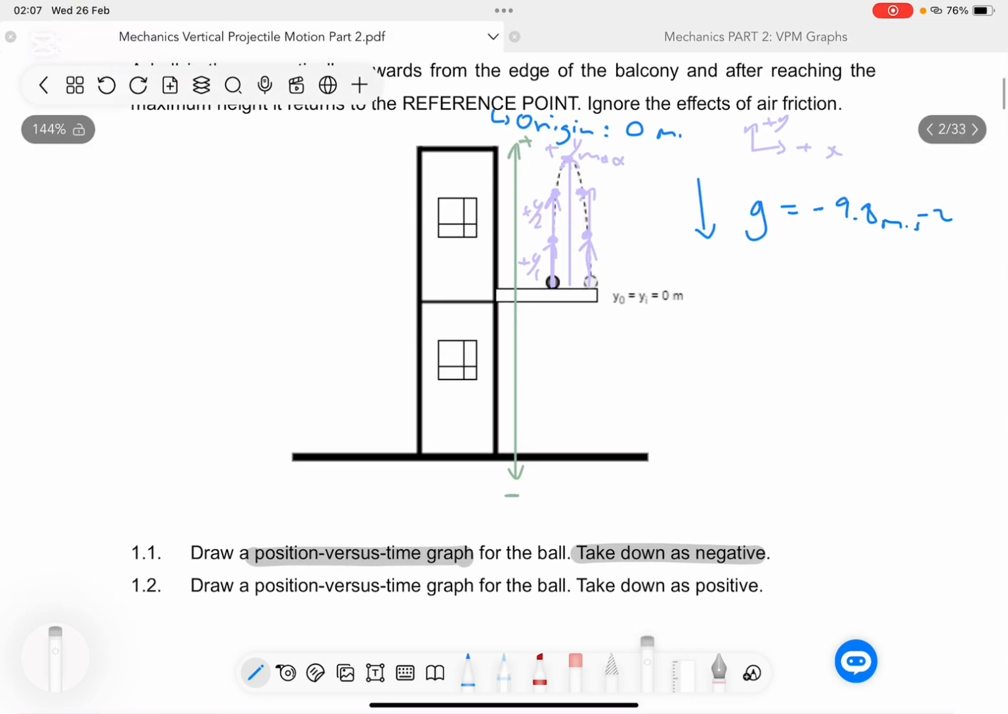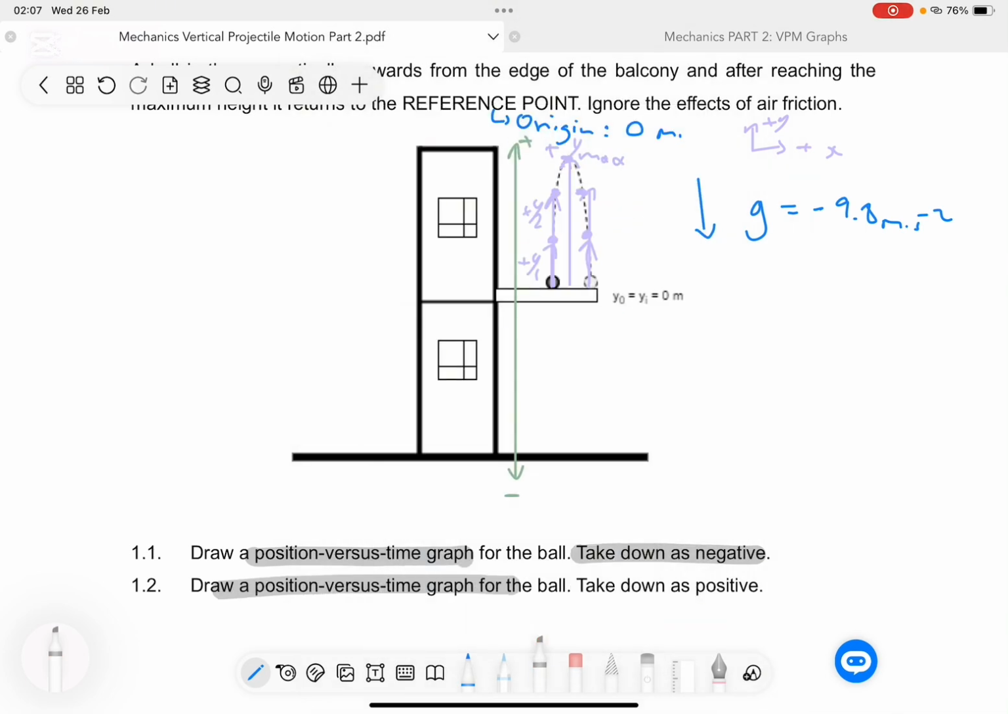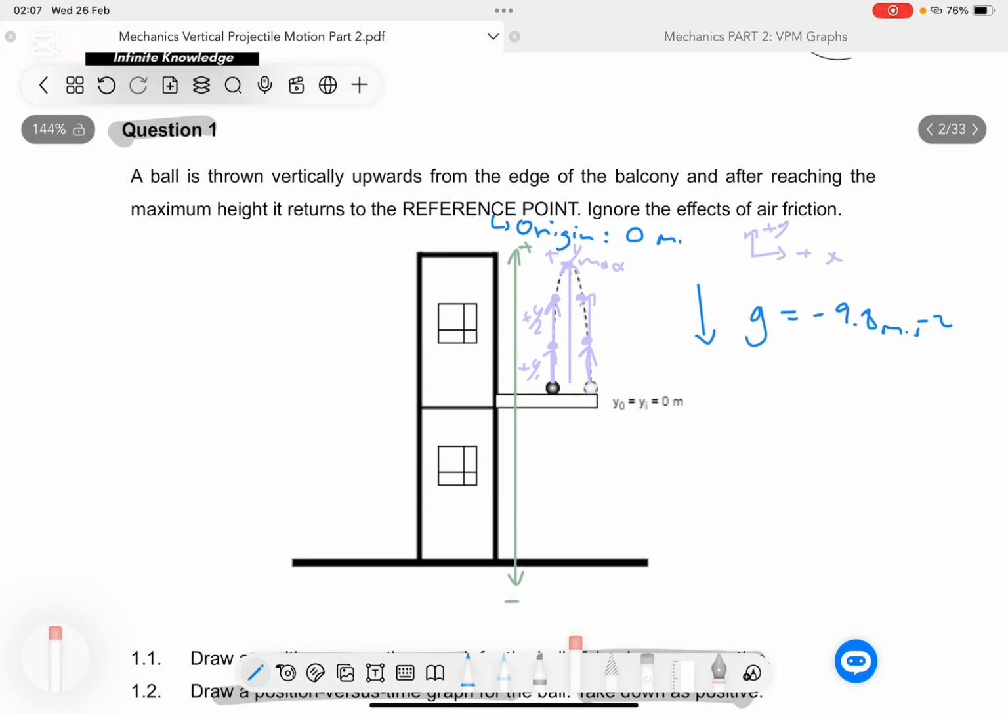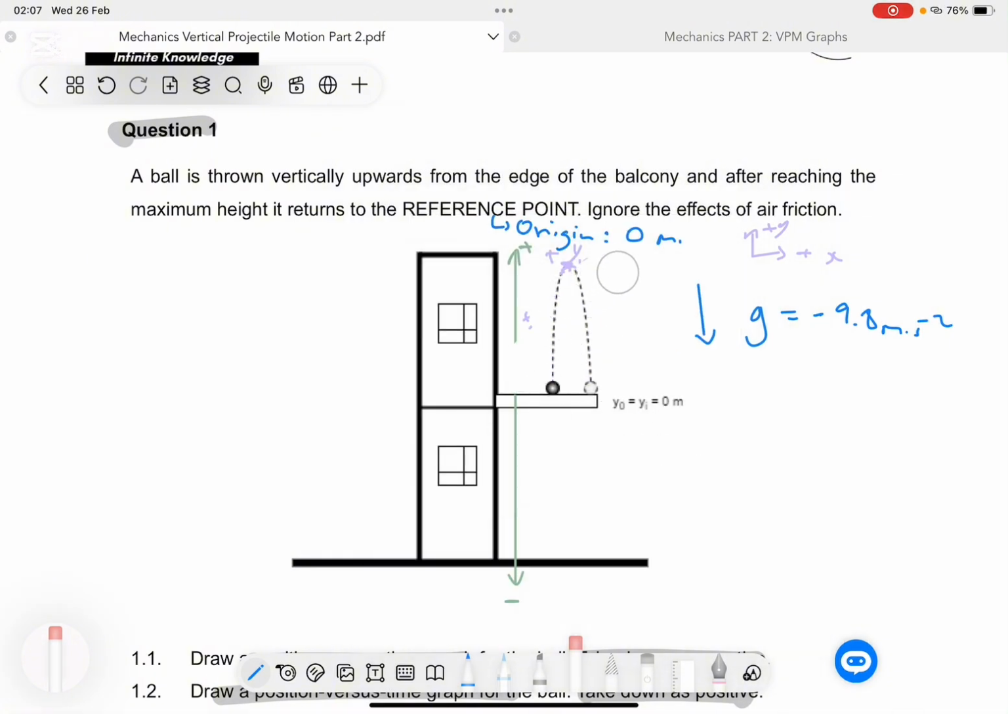The next part of the question says to us, draw a position versus time graph for the ball. But they say here now that take down as positive. What we do in this scenario is that we actually, let me erase so that I go through this again using the different direction that we've given. It's the same situation, but we change only the direction. So we change this direction here.